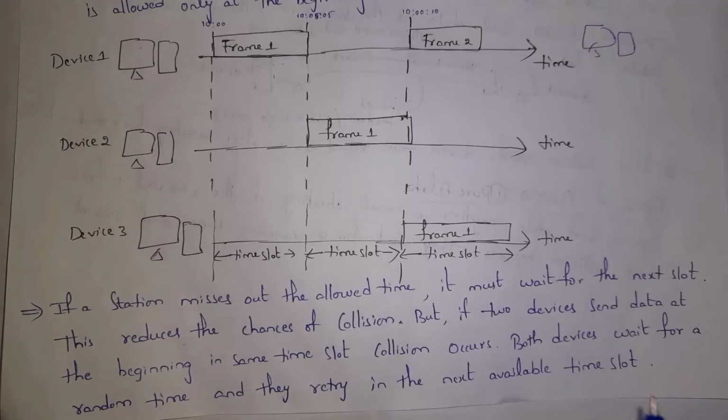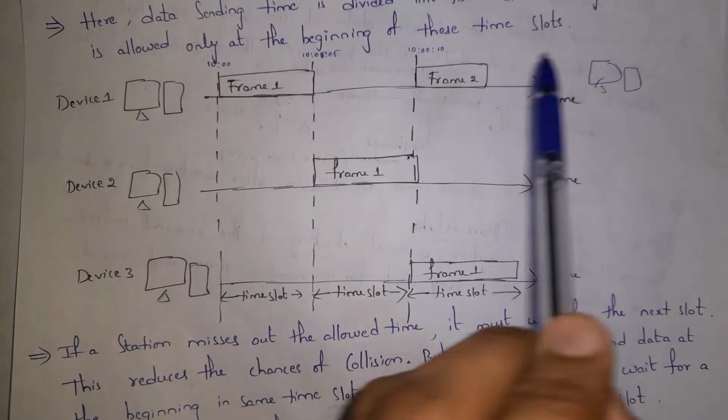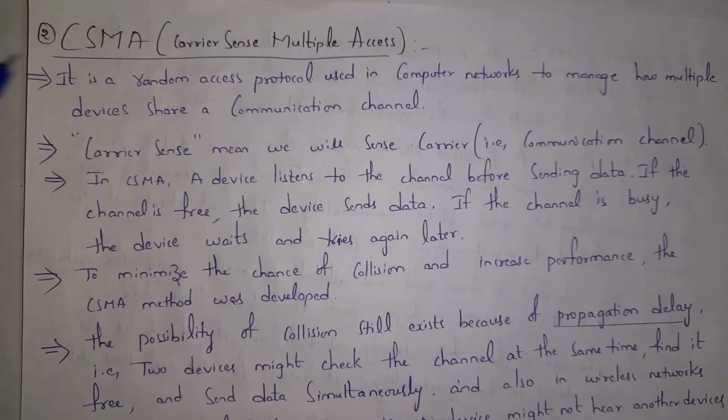So again, two devices need to wait for a random time, and again they need to resend data at the next available time slots. This computer will send data at one time slot, and similarly this computer will send data at another time slot. Next I will explain what is CSMA protocol.